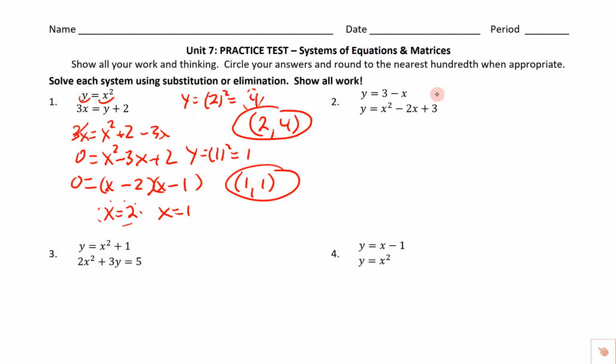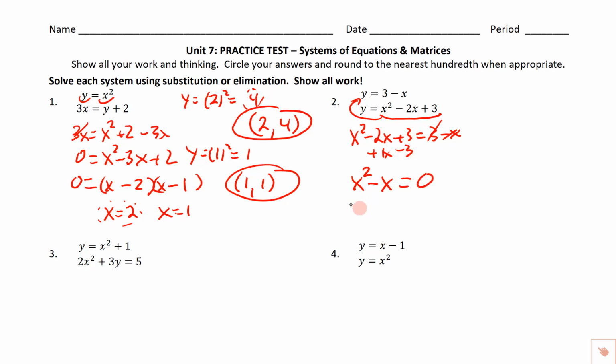Again, this one's set up for substitution, and what I can do is I'm going to do this. Wherever there's a y, I'm going to put x squared minus 2x plus 3. So I'm going to put that right here, and I get x squared minus 2x plus 3 equals, on the other side would be 3 minus x. So I'm going to subtract 3, take care of that. I'm going to add 1x, take care of that. So this is going to give me x squared minus x. We've got no constant value right there.